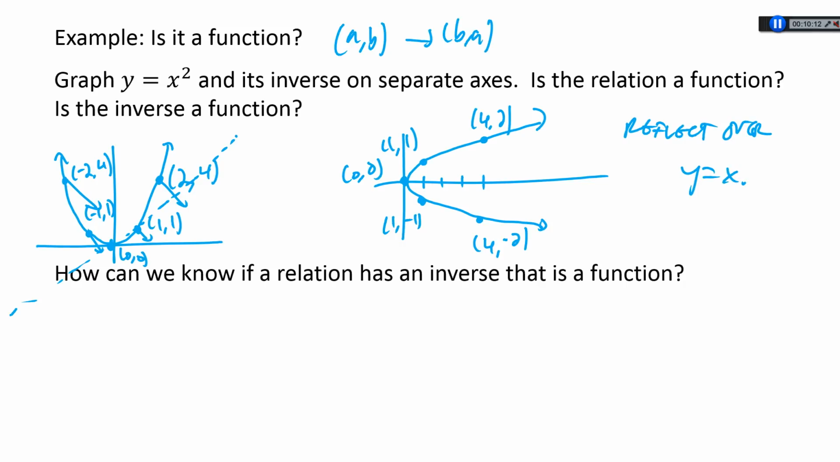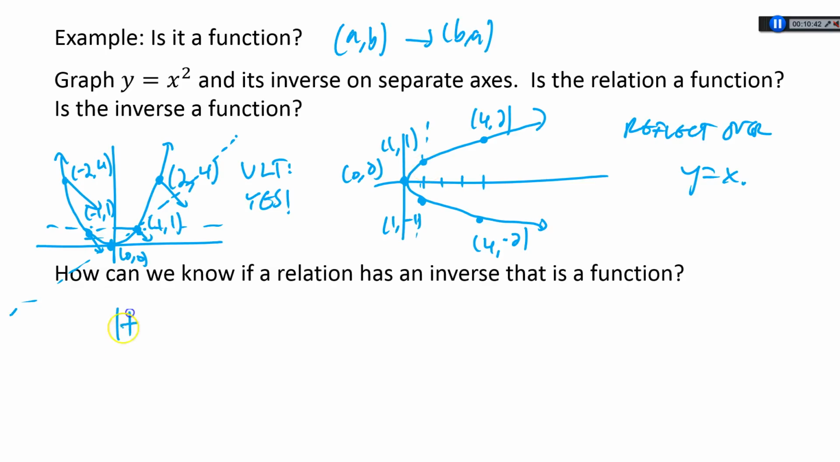So then how can we know if the relation has an inverse that is a function? Over here, the way we tell if something's a function is by the vertical line test. And over here, yes, it passes it. So if I want to know if its inverse is a function, that would mean that the inverse has to pass the vertical line test. In this case, it does not. Well, what does a vertical line correspond to on the original graph? I think it would be a horizontal line, right? Because if there are any two y coordinates that are the same, that means the x coordinates are going to be the same on the inverse.